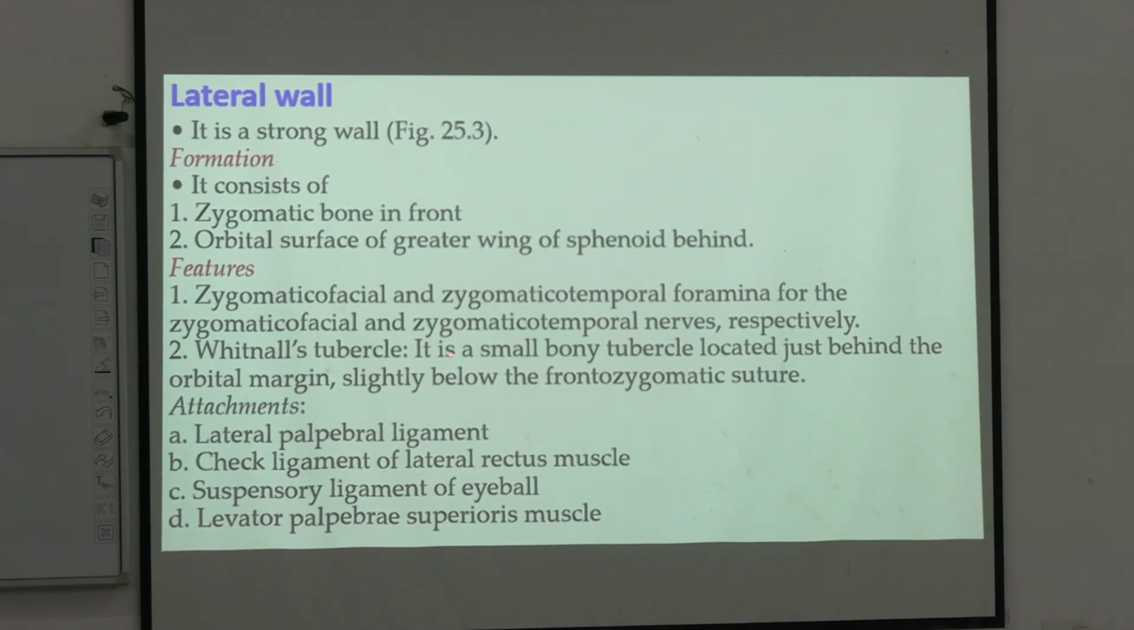Whitnall's tubercle. It is a small bony tubercle located behind the orbital margin, slightly below the frontozygomatic suture. Now, Whitnall's tubercle can come as a small short note, 4 marks. Then the attachments: the lateral palpebral ligament, check ligament of the lateral rectus muscle, suspensory ligament of the eyeball, and levator palpebrae superioris muscle.